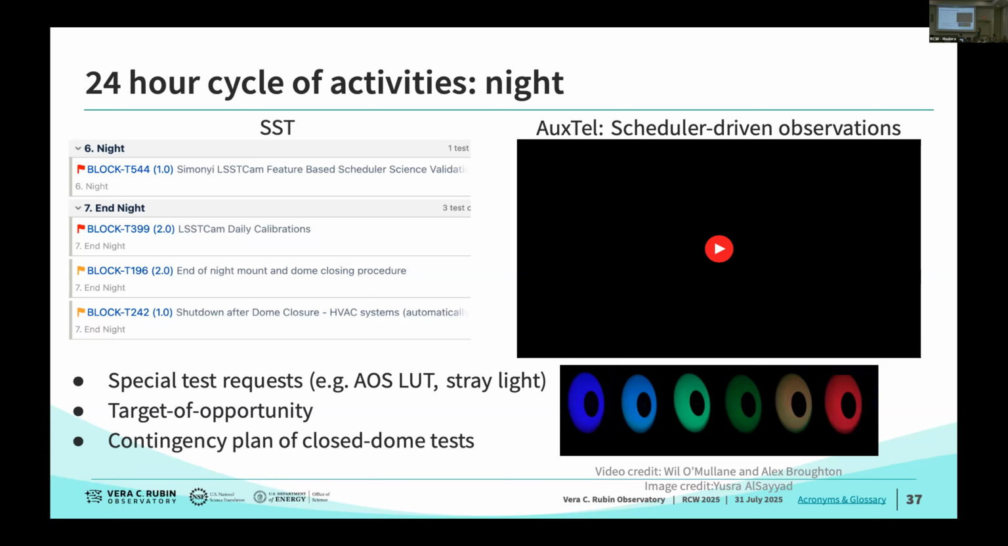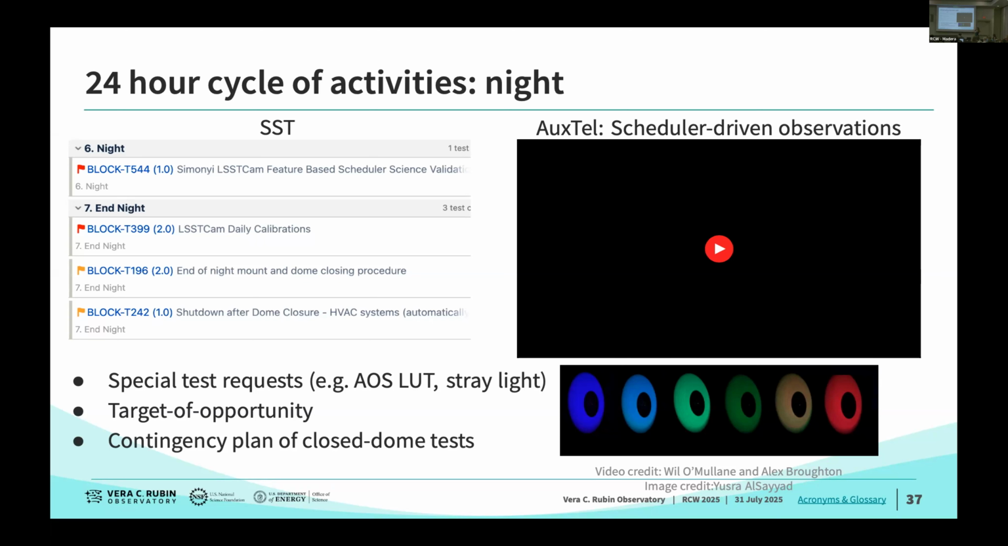And then on the AuxTel side of things, for the past month or so, we've been running the Simonyi Survey Telescope alongside AuxTel. AuxTel's observations are driven by the scheduler, and it's pretty smooth sailing, so it requires pretty little intervention from us.